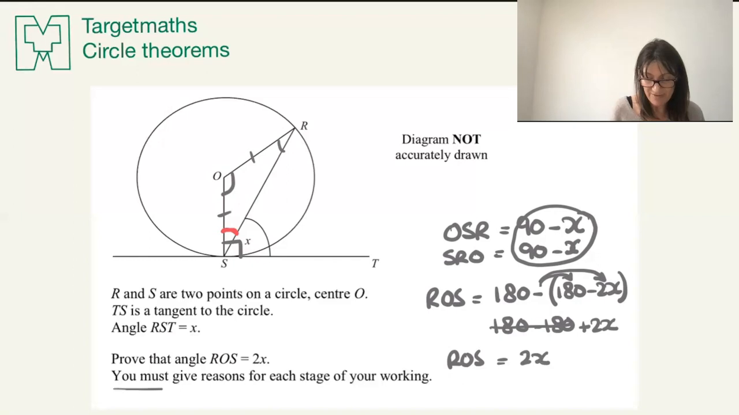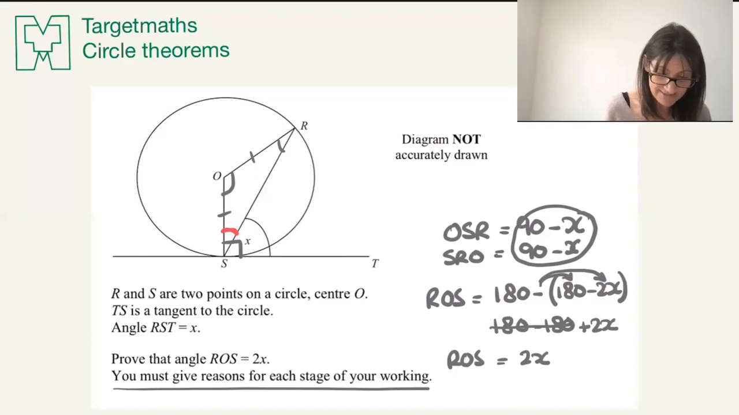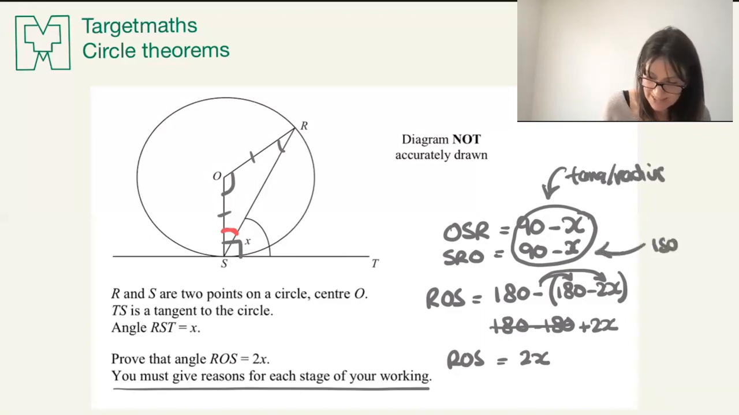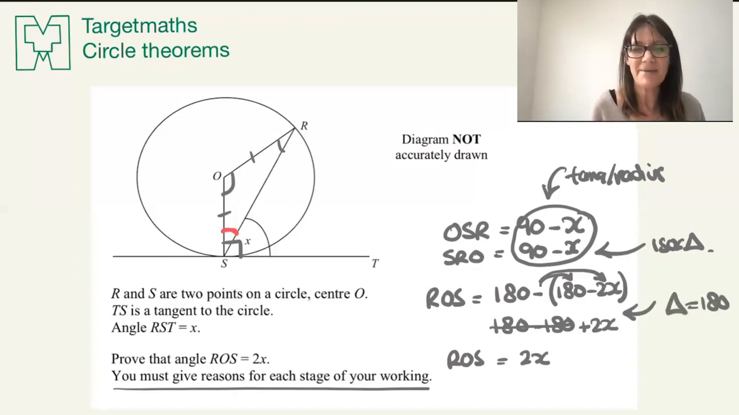Now, this one does say give a reason for each stage of your working. So you either have to go back through, or you should have spotted that and done it as we went along. I didn't spot it, so I didn't do it. But we've used tangent, radius, and here we used isosceles triangle. And here we haven't really used a rule. We've used triangles equal 180, but we've been setting up equations on that step there. Okay, we're done.